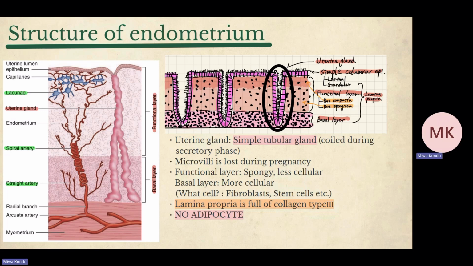The epithelium includes a luminal epithelium, which covers the surface, and the glandular epithelium, which forms the uterine glands. These glands are simple tubular structures, but become coiled during the secretory phase of the menstrual cycle. The epithelial cells are covered with microvilli, which are lost once implantation occurs. Finally, it is important to note that the endometrium contains no adipocytes.